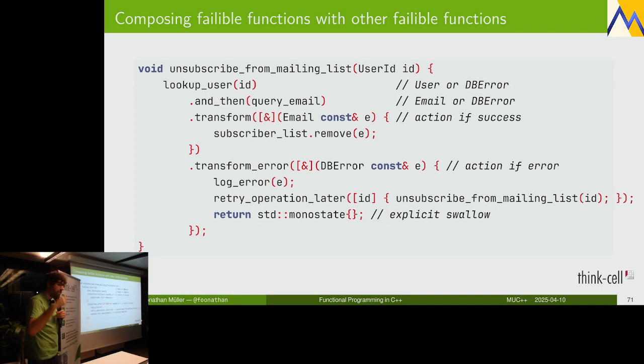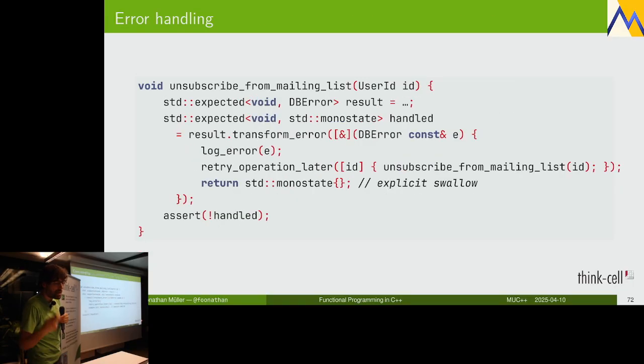Now, the problem with this sort of error handling using transform error is that the result of this entire pipeline is an expected that is still in the error case. Right? Because transform error just changes the error, but it doesn't turn the expected into a success state. So after all of this operation, the expected is still in the error case. It's just that the error is now monostate instead of a DB error. So it would be more natural to turn the expected into an expected that returns success.